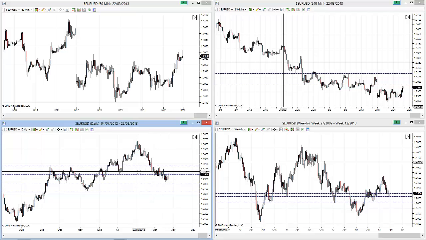So ultimately, looking at this from my perspective, on the daily chart, you can see clearly where you'd want to be trading from.